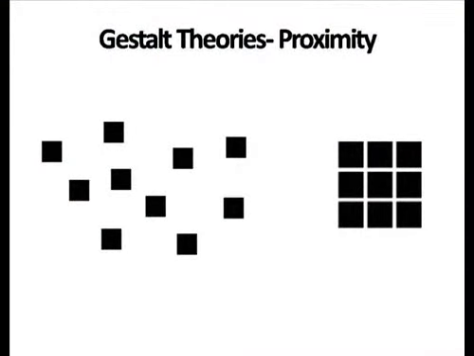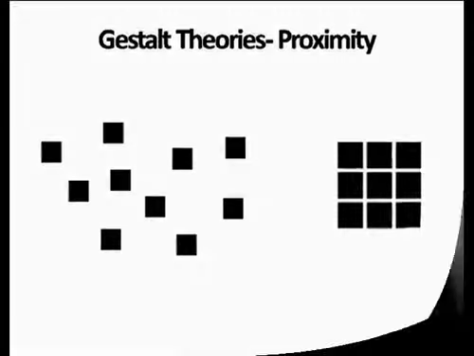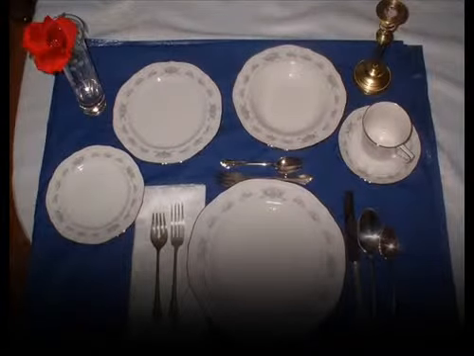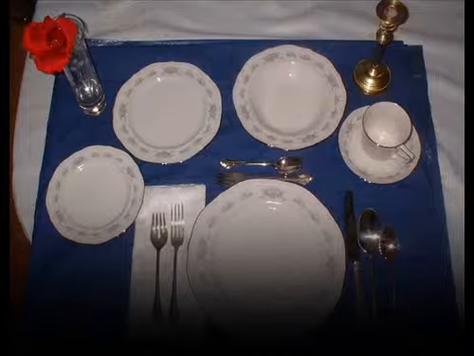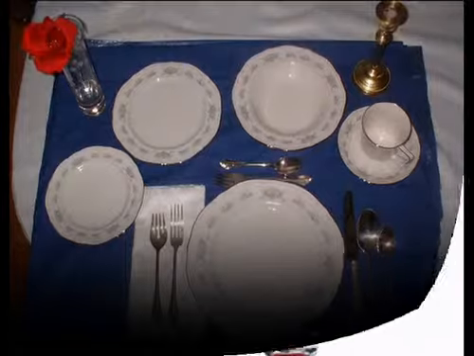Proximity deals with the closeness or furtherness of the elements that are grouped together. If you have things grouped close together, we perceive them as a group. If they're spread out, we don't perceive them as a group, we perceive them as individual elements. It's the same thing with a set of a dining room. When we're actually sitting down to eat, we have all the plates, we have the silverware, we have the cups, all grouped together. If they were spread out all over the table, we wouldn't know what belonged to us.